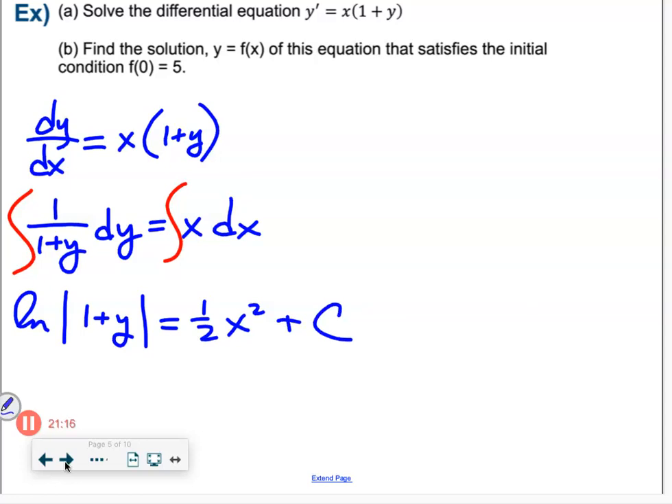What should we do next? Solve for c. Plug in the point. The point is (0, 5). Have you guys already done that? No? Okay, go ahead and take a second. Solve for c.